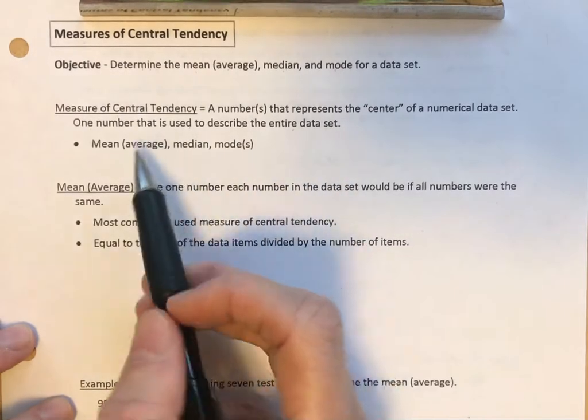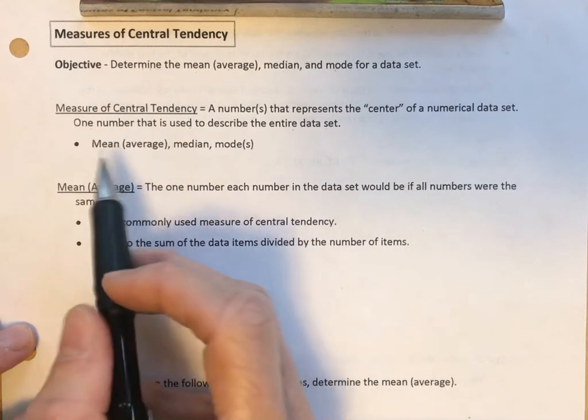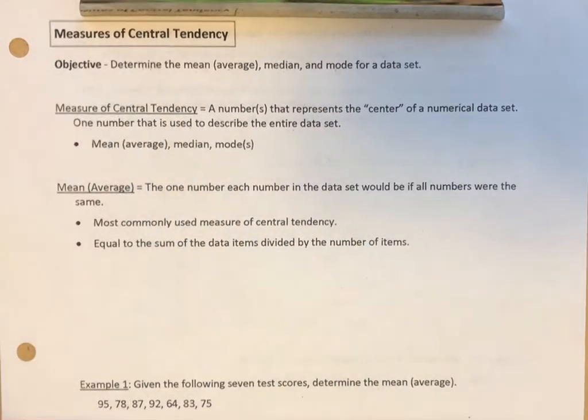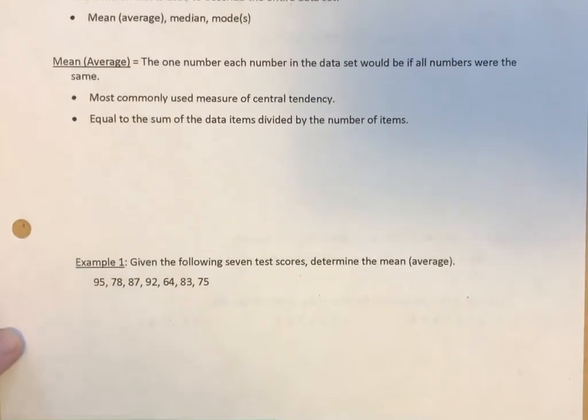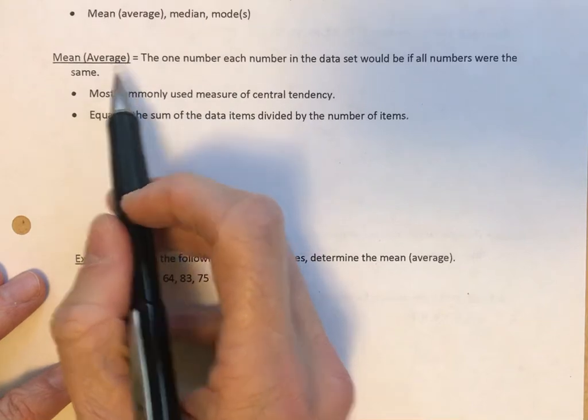And we have three measures of central tendency. I'm no doubt you're aware of them. They're called the mean, the median, and the mode. Let's start off by looking at the most common, which is the mean, also known by the word average.